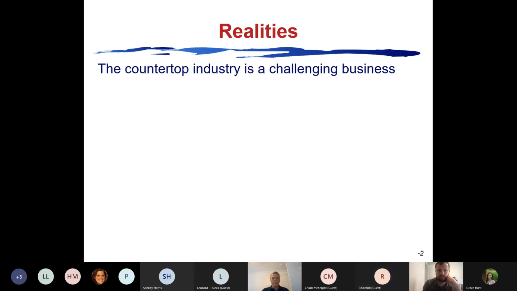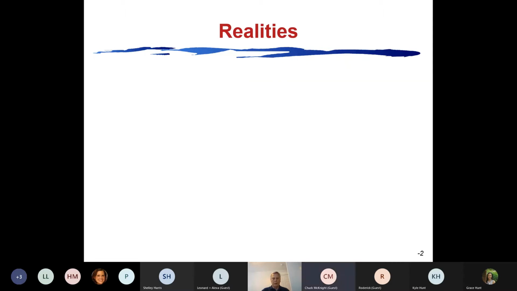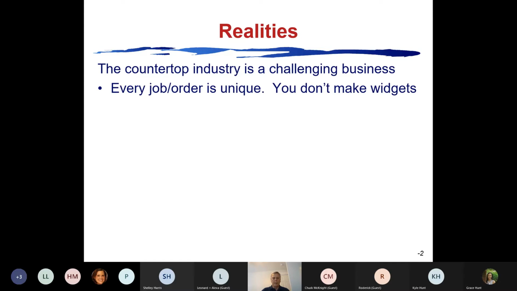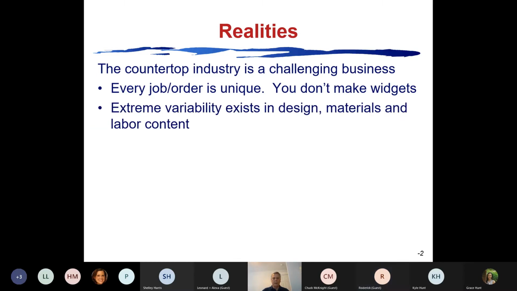So, a few realities. You all know this, but the countertop industry is a very challenging business. Understatement of the day. Every job, every order is unique. You don't make widgets. Every single job that you do is different. We don't know of any other industry like it. I'm sure there are some, but we work with lots of other industries, and none like this one, none where literally every single job is a snowflake and different than every other. That makes it quite a challenge.